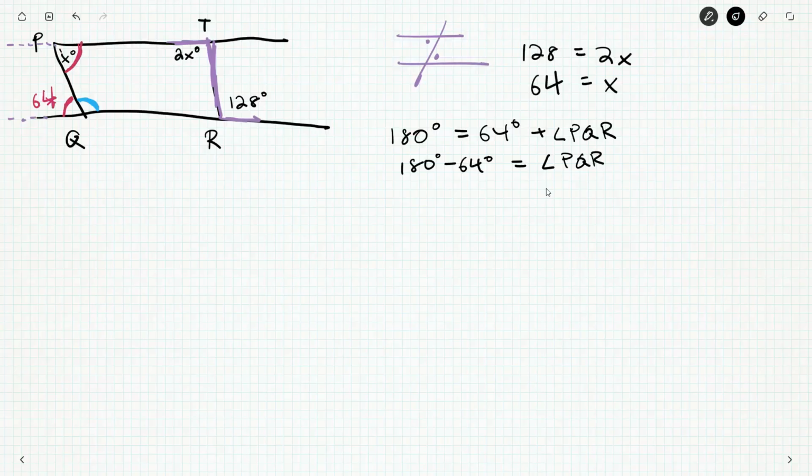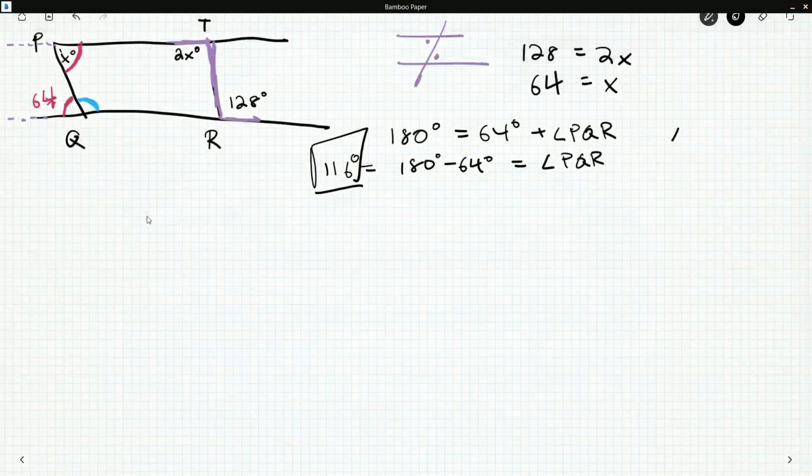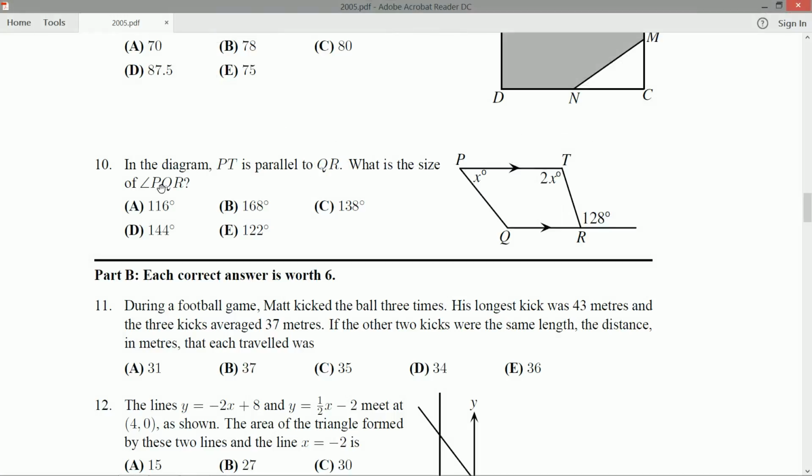What is 180 degrees minus 64? It's 116 degrees. And that, I believe, was A, if I remember. I only glimpsed the answers for a second, but yeah, there it is. It's A. So that'll be our final answer there. We bubble in A.